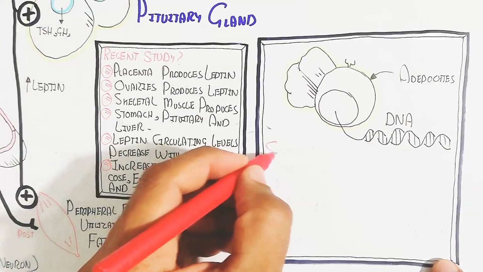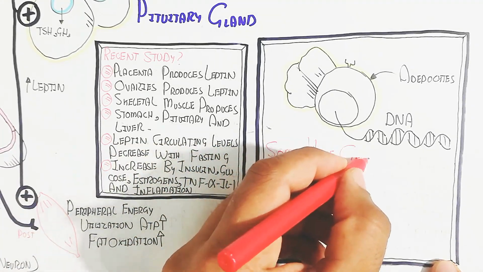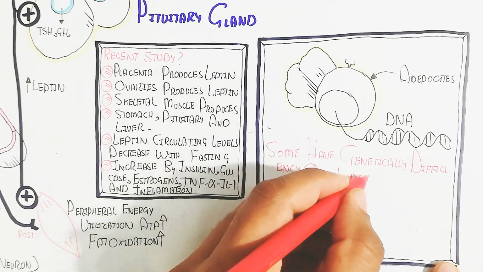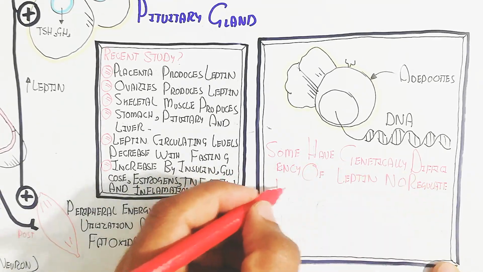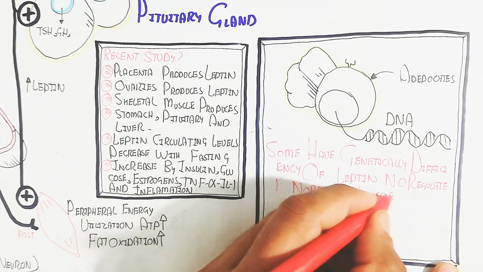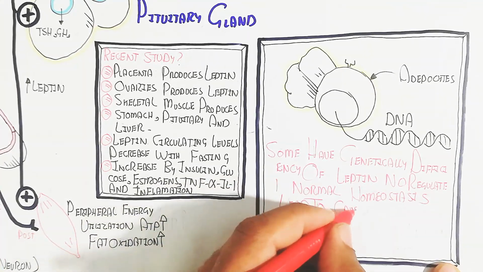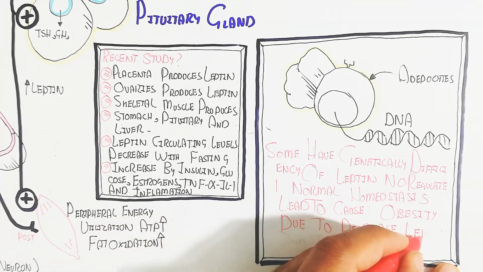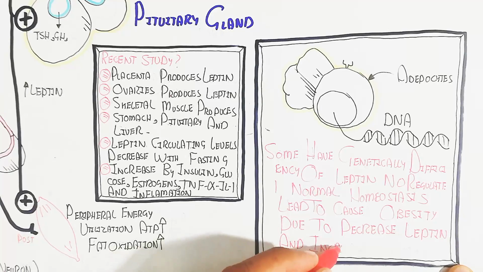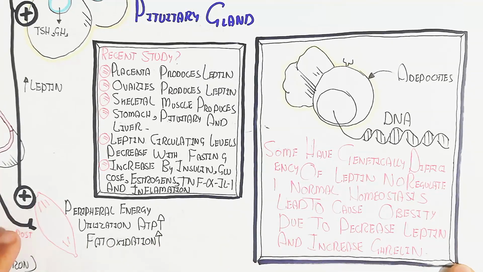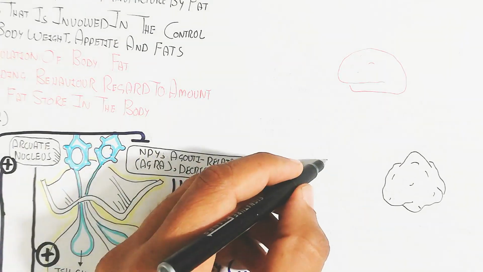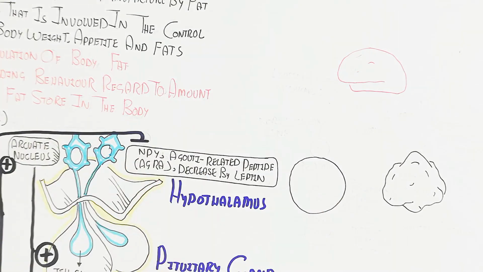Anyhow, some people have a genetic deficiency of leptin, so normal homeostasis is not regulated, which causes obesity. The obesity is due to decreased leptin and increased ghrelin. Continuously increased ghrelin leads to more hunger and food eating behavior, which leads to more and more adipose tissue for storage, because hyperglycemia should become isoglycemia, so the excessive glucose will convert into fat.